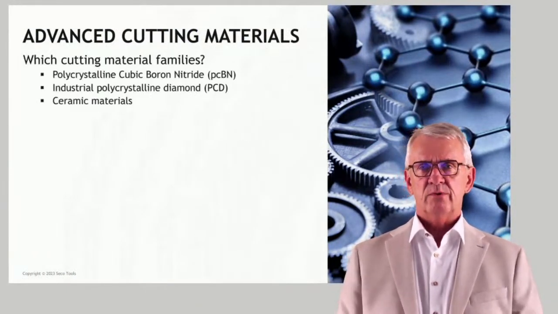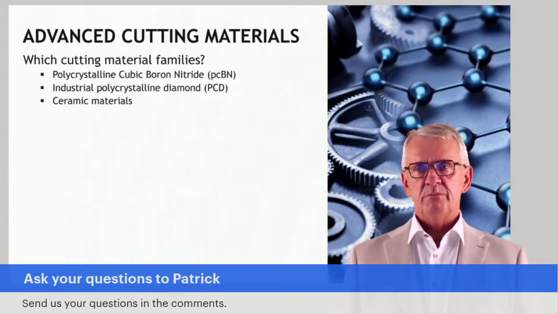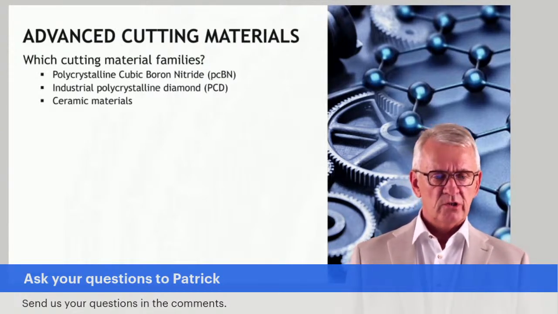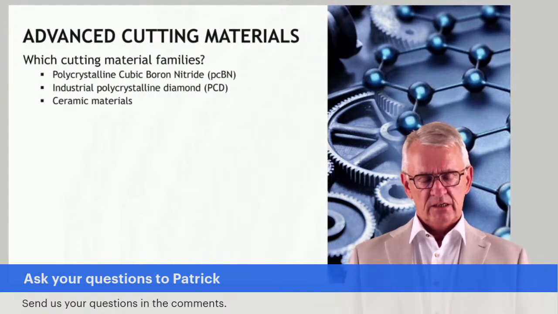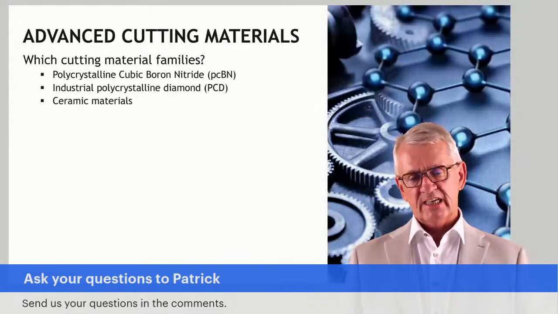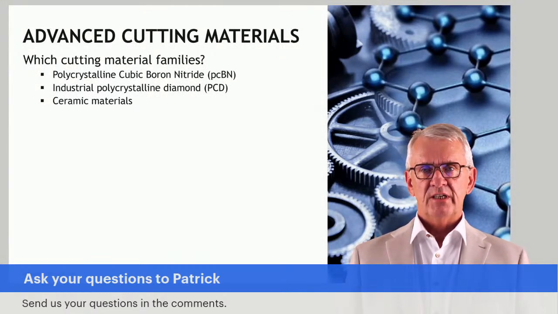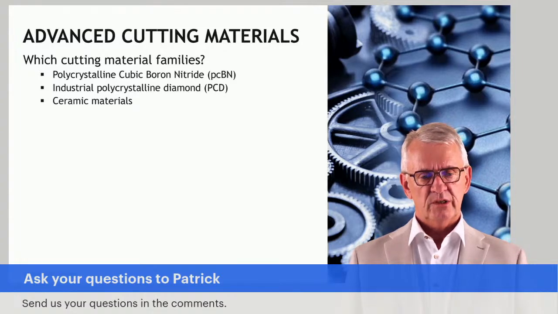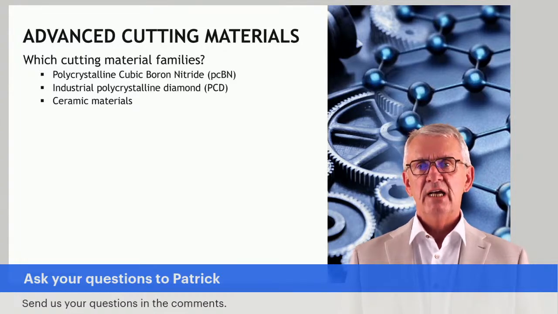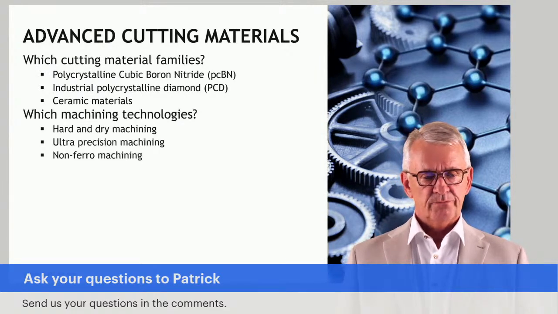Advanced cutting materials. What do we talk about when we use the words advanced cutting materials? We talk about PCBN materials, polycrystalline cubic boron nitride. This material in detail we are going to talk about in the second session next month. Another group is the polycrystalline diamond, industrial diamond, PCD. We are in a couple of minutes going to talk a bit about PCD cutting materials, and ceramics. Ceramics we'll also deal with at the next session.